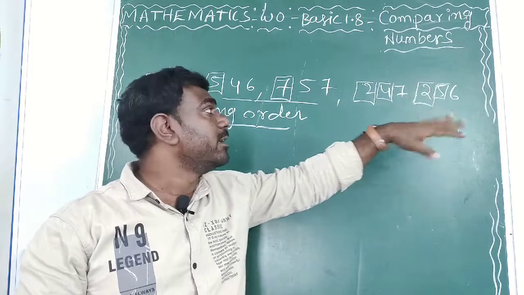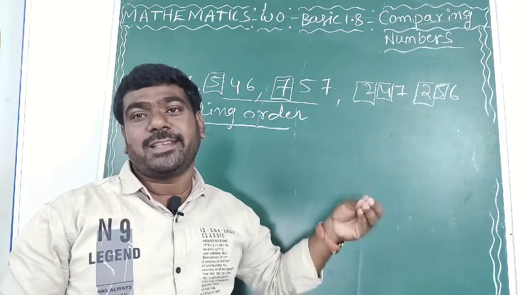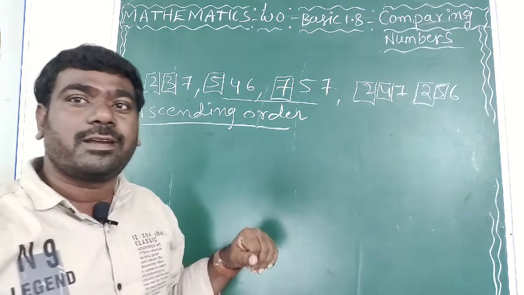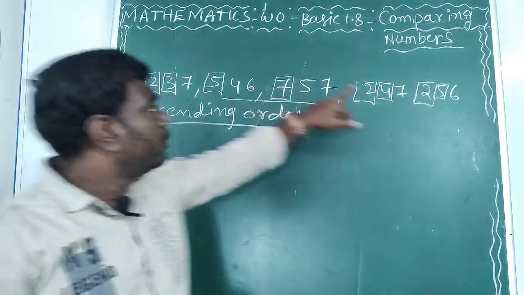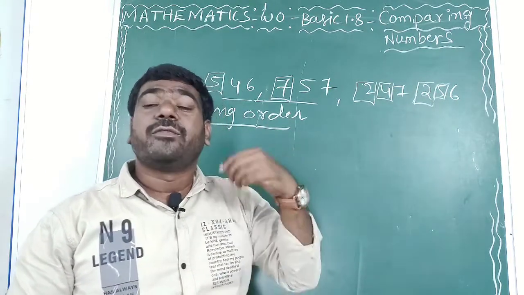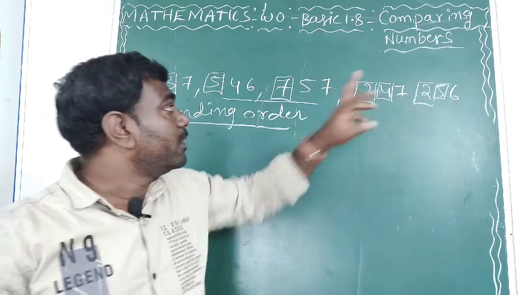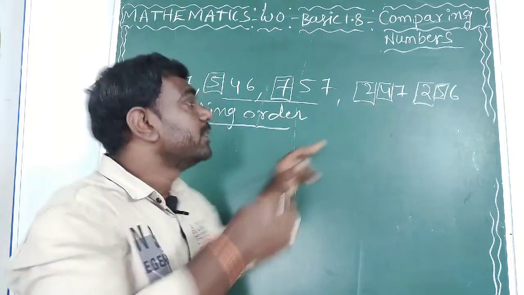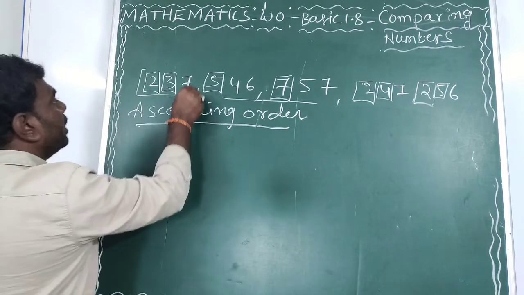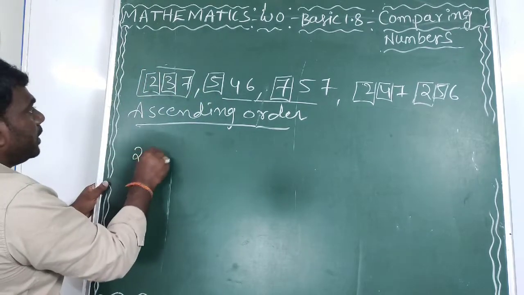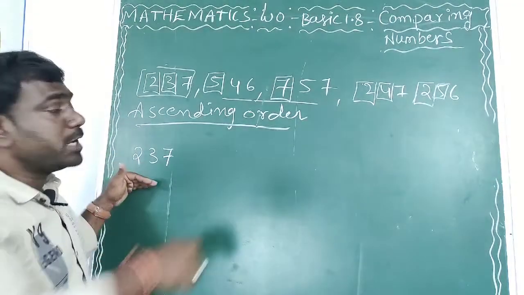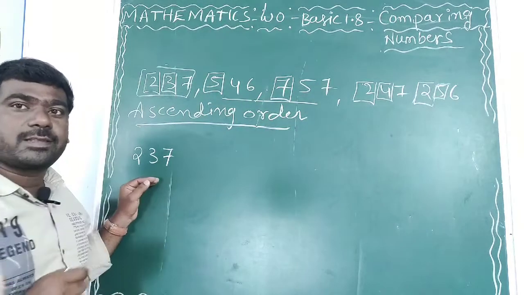3, 4, 5. Now check out, children. In these digits, which digit is greater or smaller? 3 is the smallest digit. That's why we have to write first the number whose tens digit is 3. So this one we write here. 237 is the first smallest number among the 5 numbers.